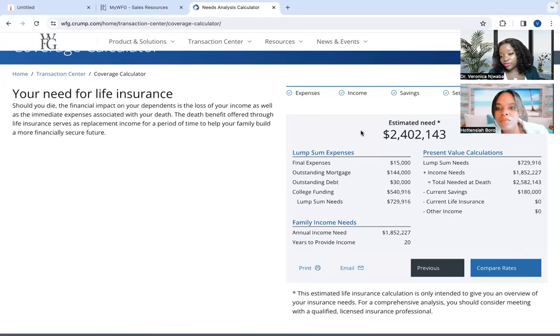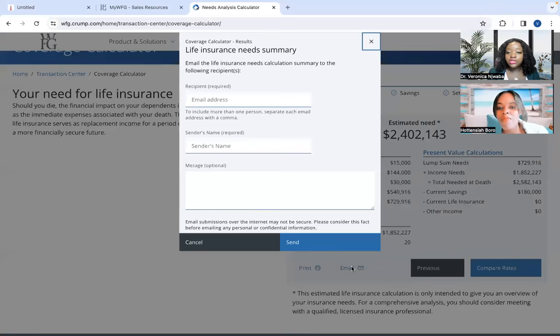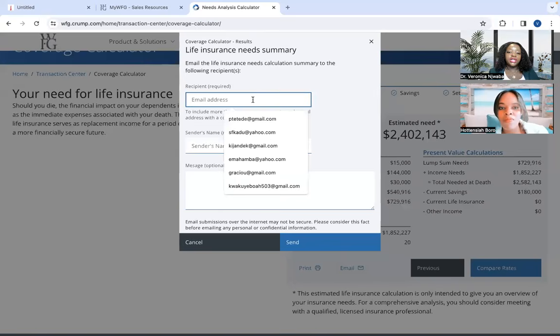Now, 2.4 million means what? God forbid something happens to you today. God forbid, let's say you pass away. This is how much risk you're leaving your child and your spouse. But what if you fall sick, you don't die, and you're in a position where you cannot work? This is exactly how much risk you're leaving to your spouse and your child, right? So I'm going to email you this number so you can have it as a copy. So what is your email?